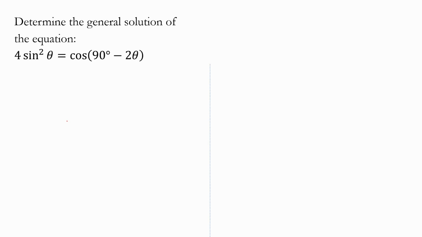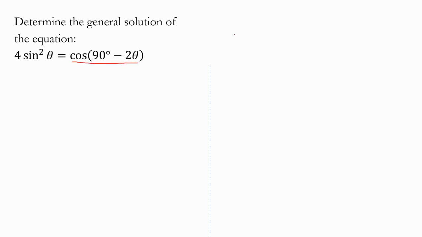Right, welcome back. Let's do question 10b. Determine the general solution of the equation 4 sine squared theta is equal to cos(90 minus 2 theta). We have to simplify this co-ratio.